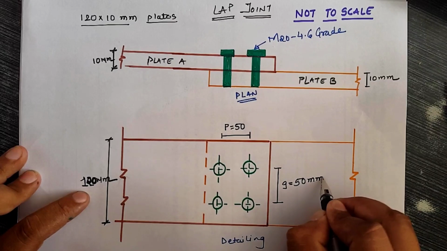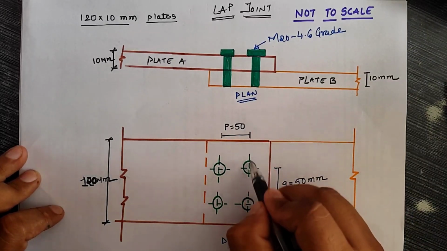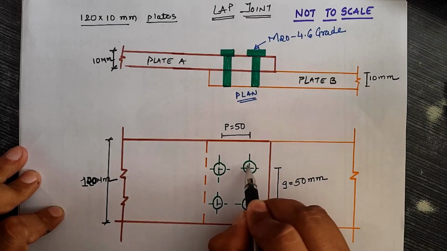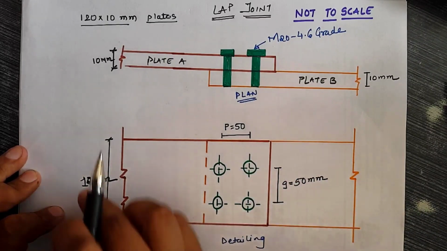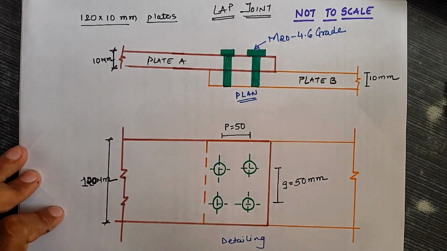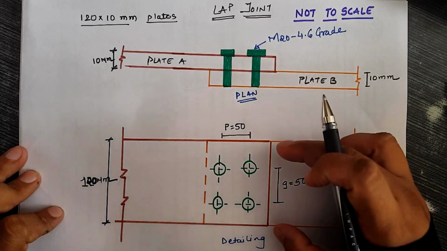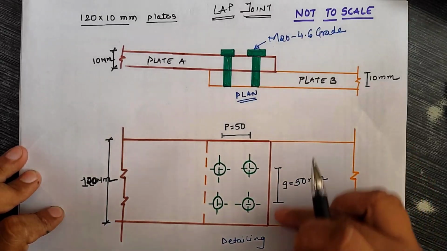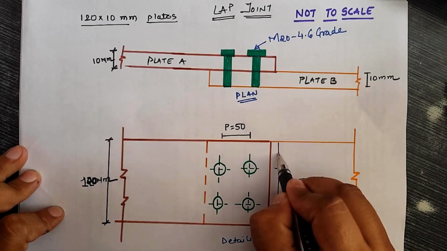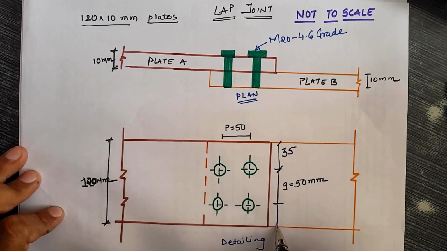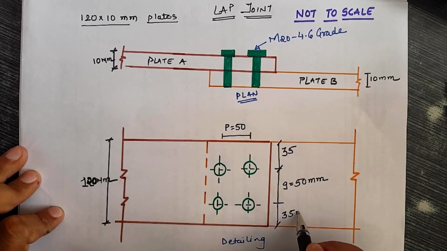Both are equal. Now the end distance and edge distance are measured from the bolt center to the plate edge. We know that our plate width is 120 mm. Out of 120, if we remove 50 mm, then we have the remaining 70 mm, which is distributed equally from top and bottom. So this value is remaining as 35 and this one is also 35, which is the remaining part.